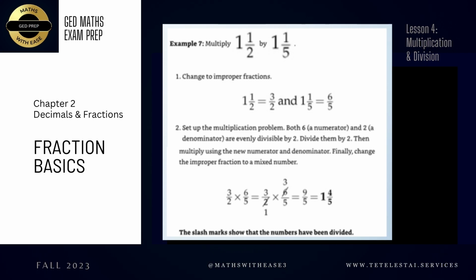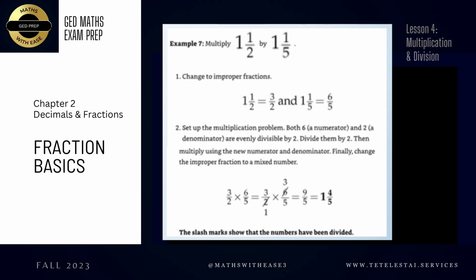So you want to write it in its lowest form. 5 goes into 9 once, and you have 4 left over. And now you have your answer. 1 1/2 times 1 1/5 is 1 4/5.